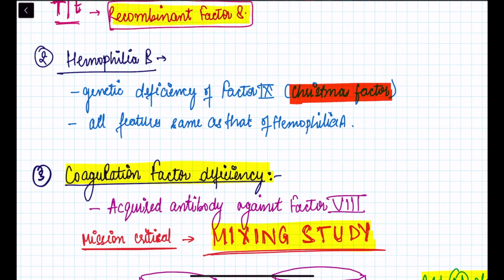Another disorder is hemophilia B, which is also called Christmas disease, as there is genetic deficiency of factor 9 instead of factor 8, and factor 9 is also called Christmas factor. That is why it is called Christmas disease, and all the other signs and symptoms will be the same as that of hemophilia A.